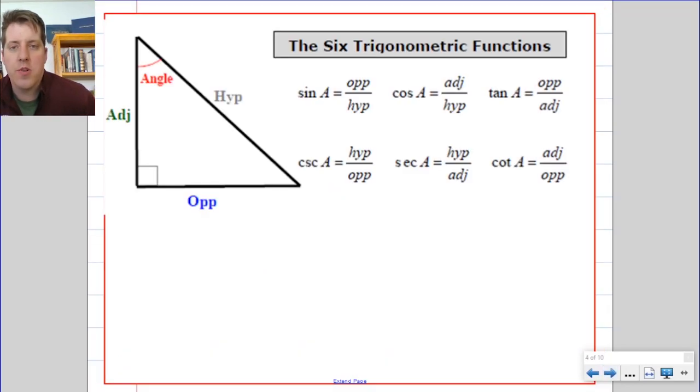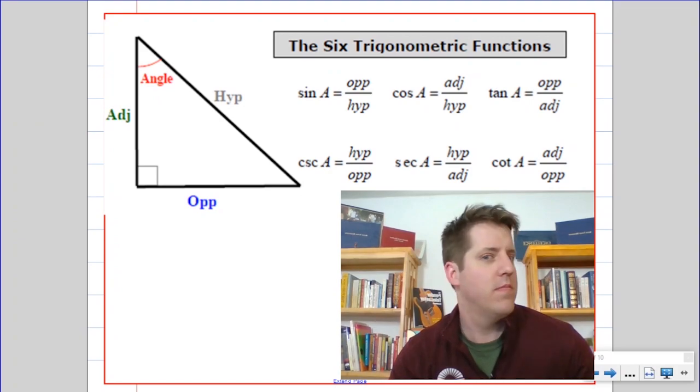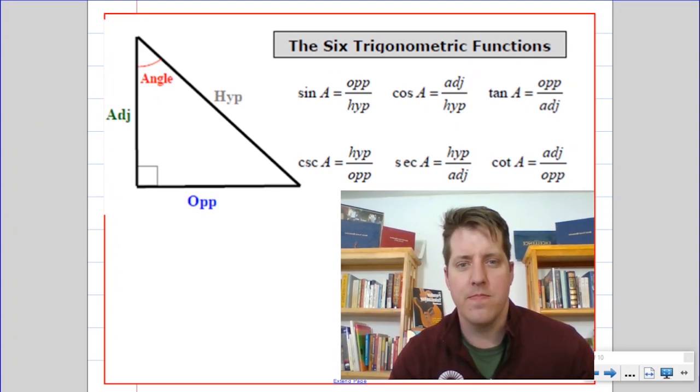We're going to start by talking about the 6 trigonometric functions, which are just defined for you. Here they are.